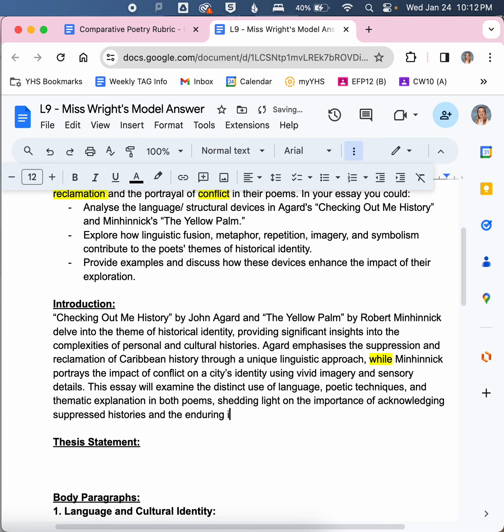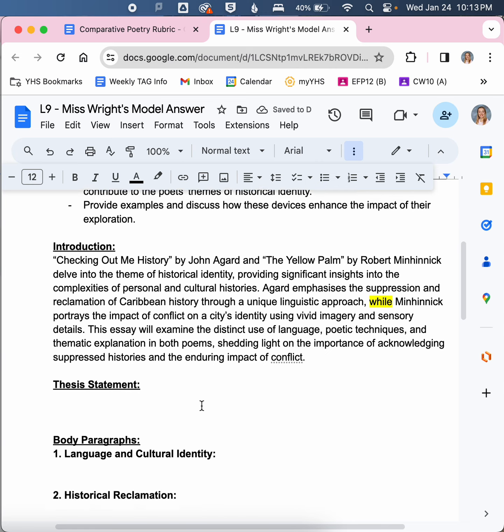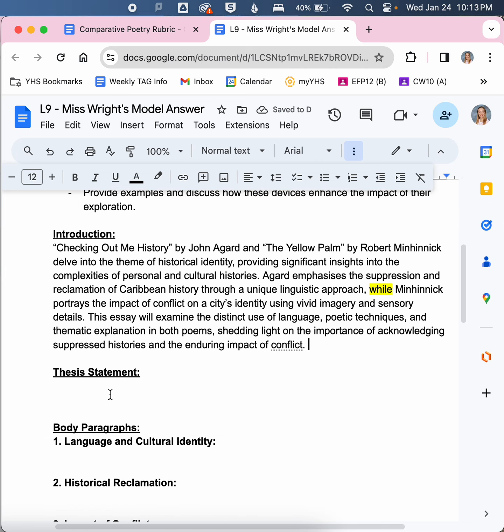I'm trying to use ambitious vocabulary as well, because I obviously want to get marks for language and style. So words like suppressed and suppression, reclamation, linguistic, enduring. These are all ambitious words which are going to help me with my language and style category of the rubric. So that's what my introduction is. Now that is quite long, so yours doesn't have to be as long, but of course I'm doing a model answer.